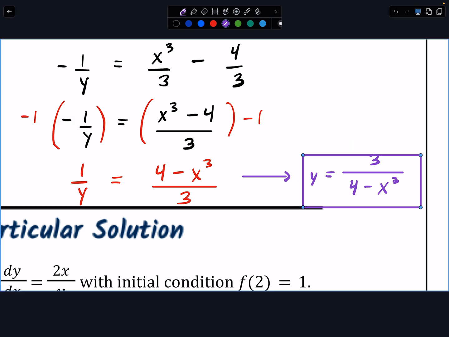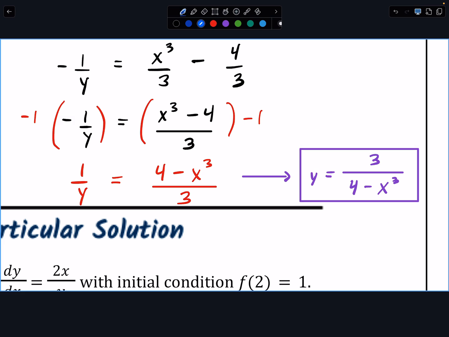So whenever the directions say this phrase, this is what you're doing. We got the final equation, right? This is called the particular solution. On Friday, what were we finding?